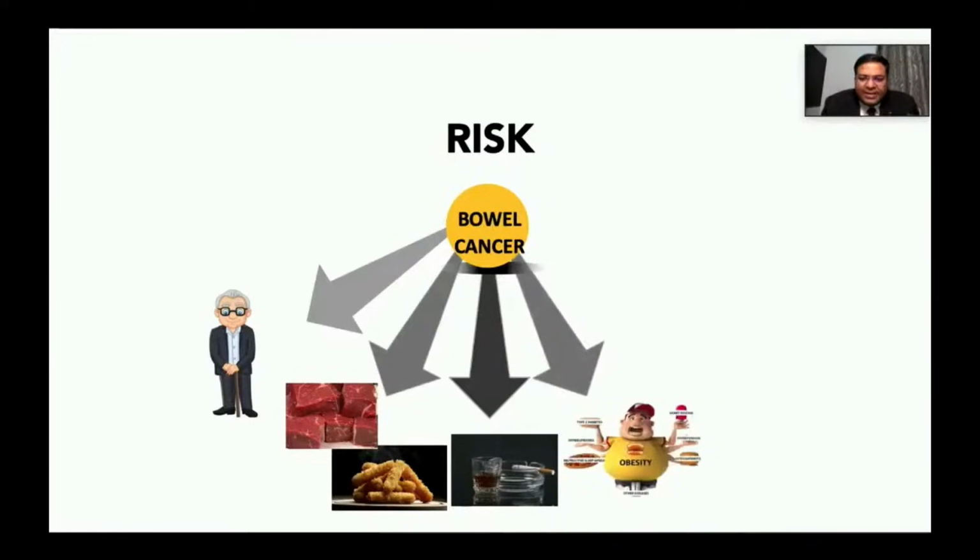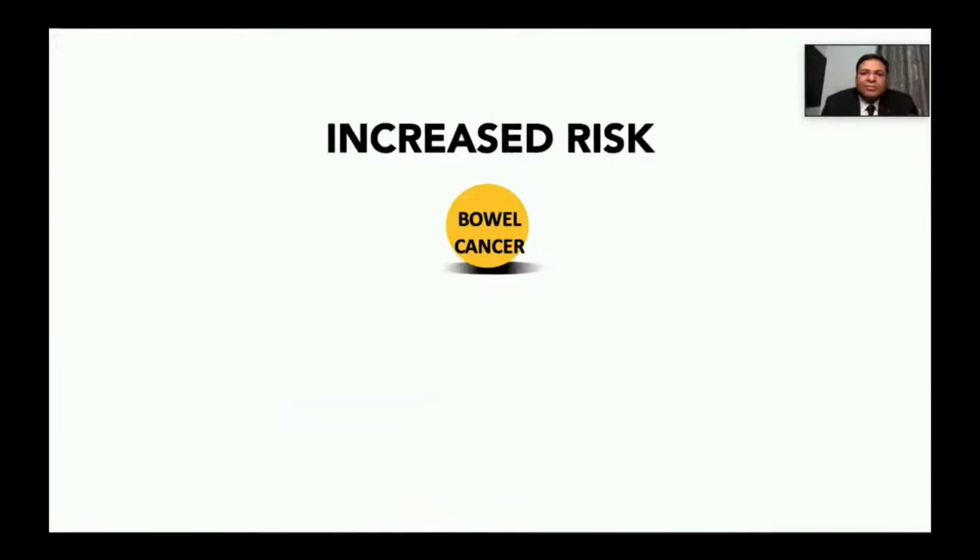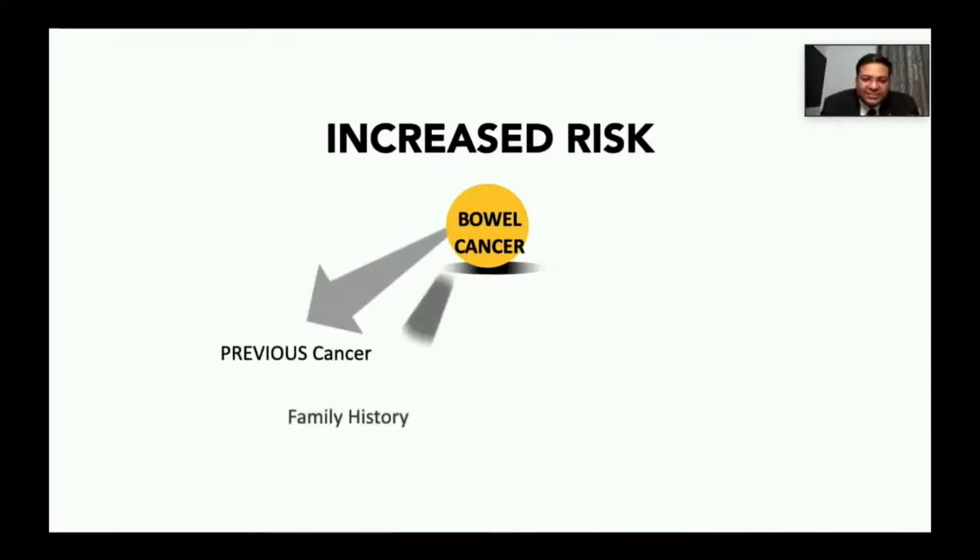Then obesity. And next is exposure to radiation. So for any cause, if there is exposure to radiation, there is risk. There is also increased risk, apart from the normal general population, in certain patients. These are patients who have already had some cancer. If you have a family history, your parents or your brother, sister, anyone having it, then obviously you run a risk of having cancer.